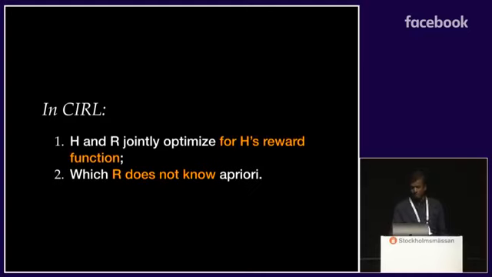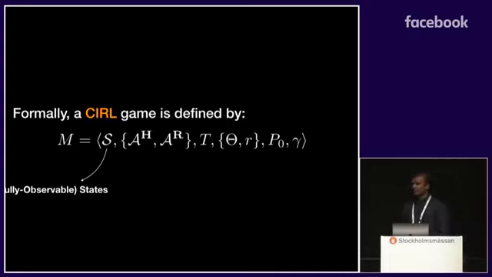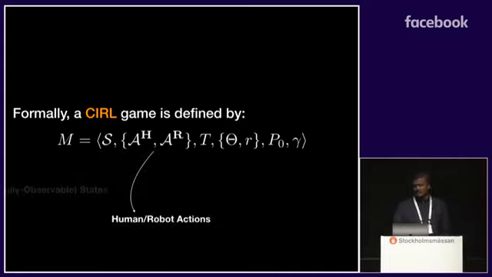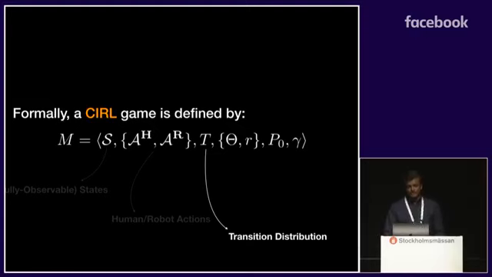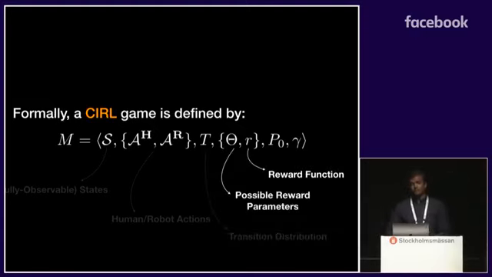this goal. Formally, we define a Cyril game to be this tuple, where S denotes your set of states, which we assume to be fully observable for tractability reasons. We will get to that in a second. AH and AR correspond to your human and robot actions. T is your transition distribution, as you might expect. And importantly, R is your reward function, which is parameterized by the set of possible reward parameters theta.